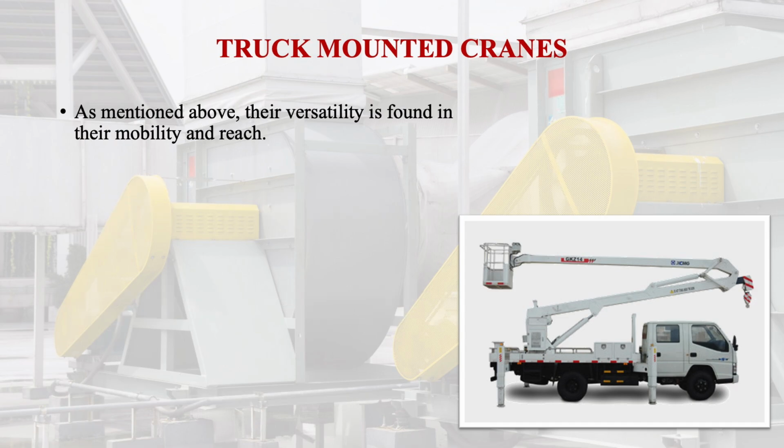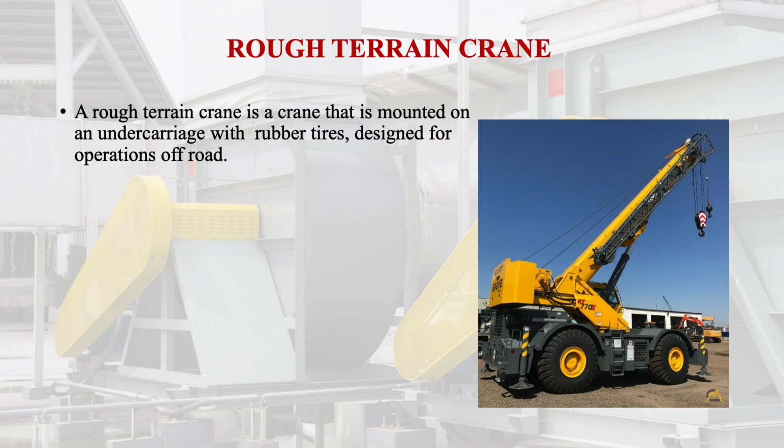As mentioned above, their versatility is found in their mobility and reach. There are so many rough terrains, especially in hilly areas, for which we have to move the material through a crane. A rough terrain crane is a crane mounted on an undercarriage with rubber tires designed for off-road operations. Such cranes are suitable for areas where there are hills and valleys or the terrain is not plain.